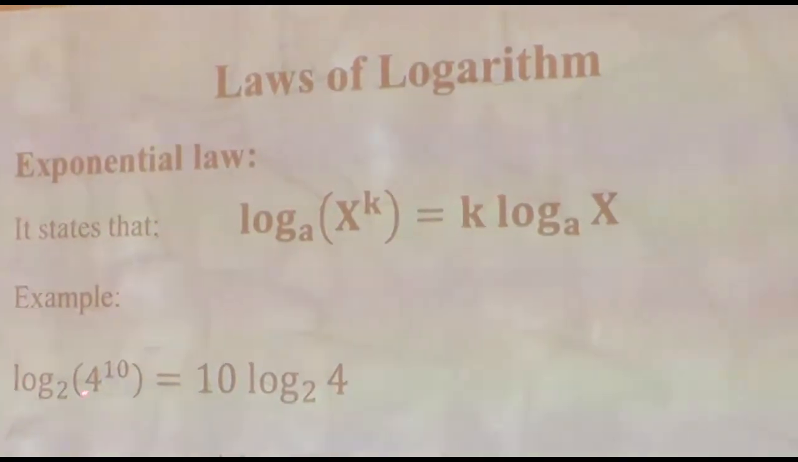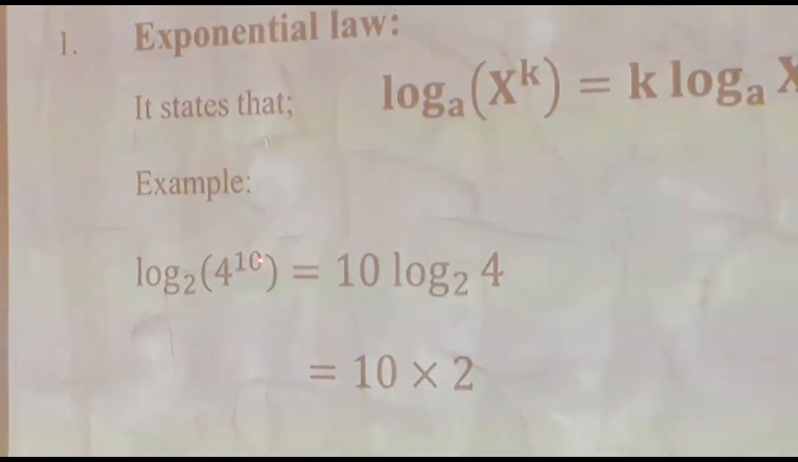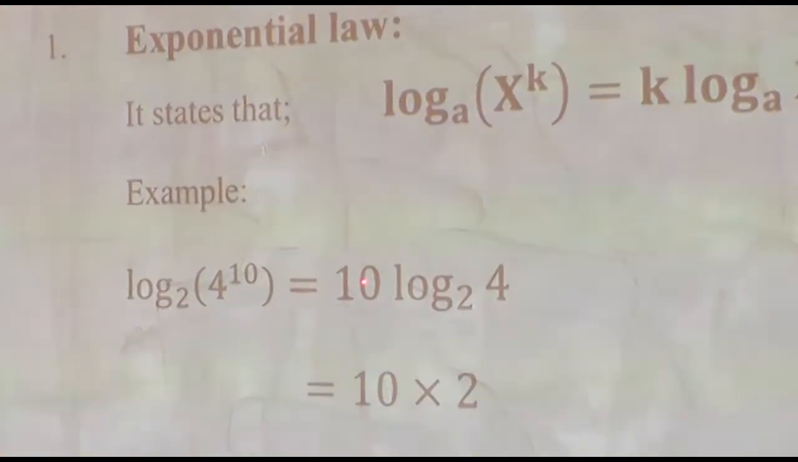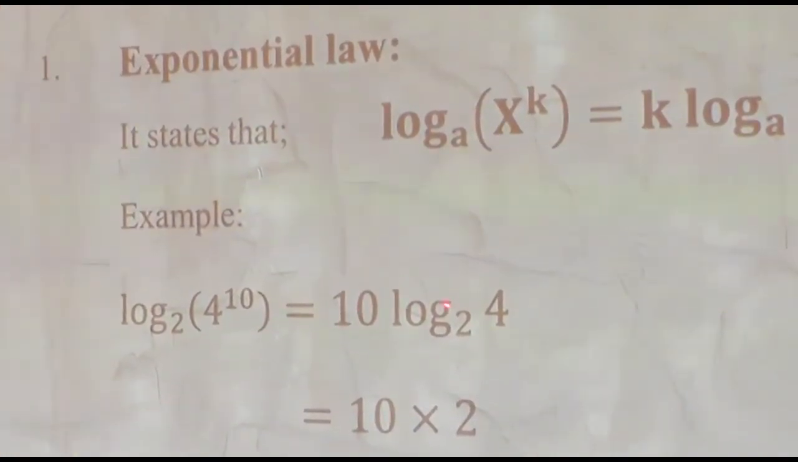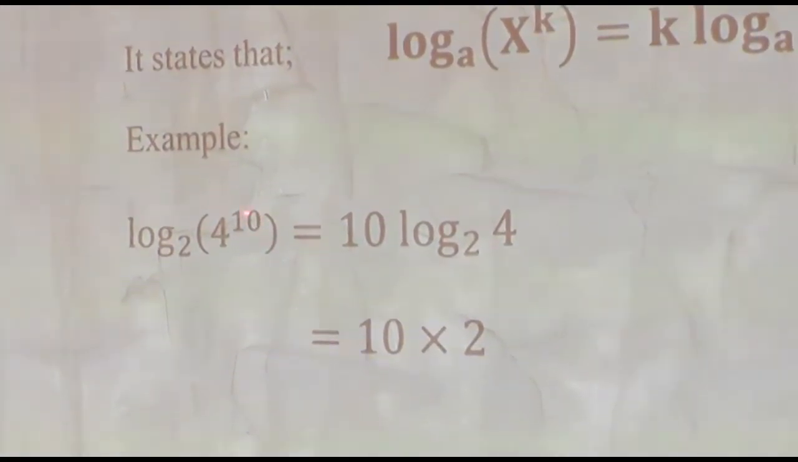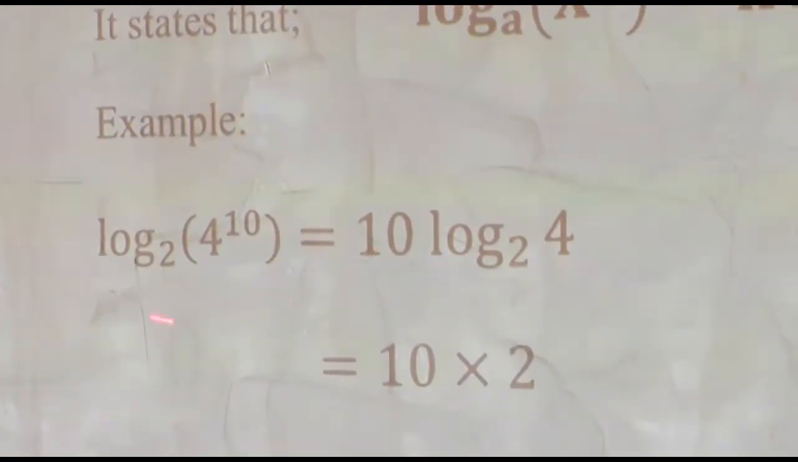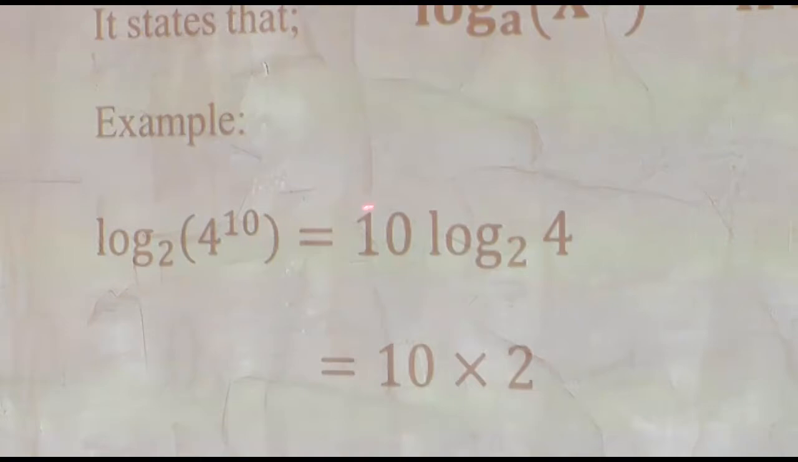We'll have log 4 raised to the power of 10 to base 2. This is equal to 10, which is the power here. The 10 is going to be multiplying the logarithm after it has been found. So we will first deal with log 4 to base 2, multiplied by 10. This is how it's going to look. This 10 is like coming from behind and multiplying.